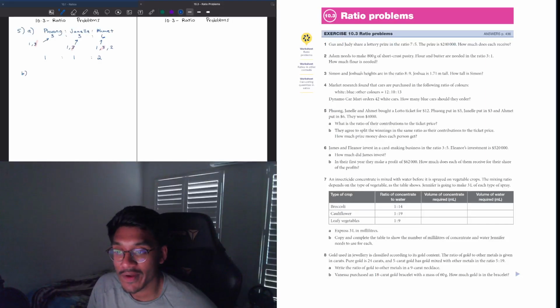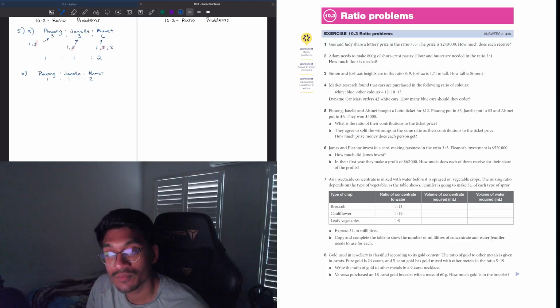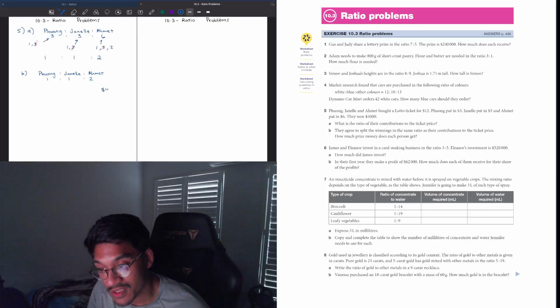Question B says, they agree to split the winnings in the same ratio as their contribution. How much does each person get? So we know for Fong to Janelle to Ahmet, the ratio is 1 to 1 to 2. We also know that they won a total of $4,000.